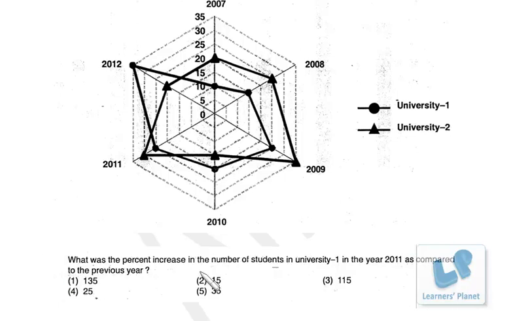What was the percentage increase in the number of students in University 1 in the year 2011 as compared to the previous year? So 2011 University 1, that means circle. 2011 number of students are 20,000, and in the previous year it is, I'm sorry, it is 25,000. That's a third line, and here it is fourth line. So difference between two consecutive lines is 5,000.